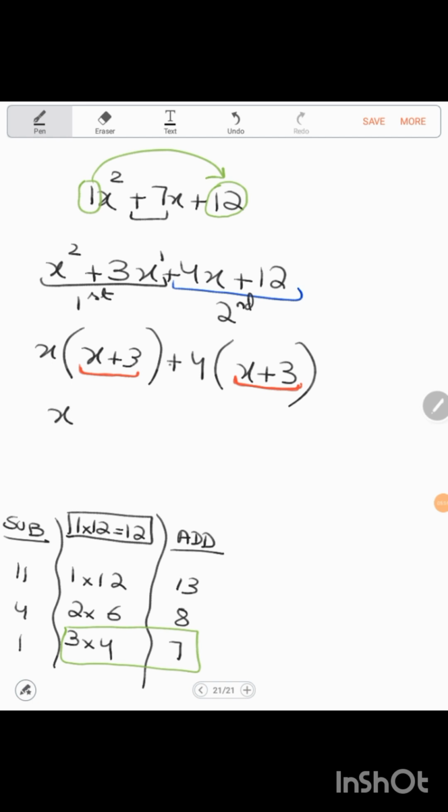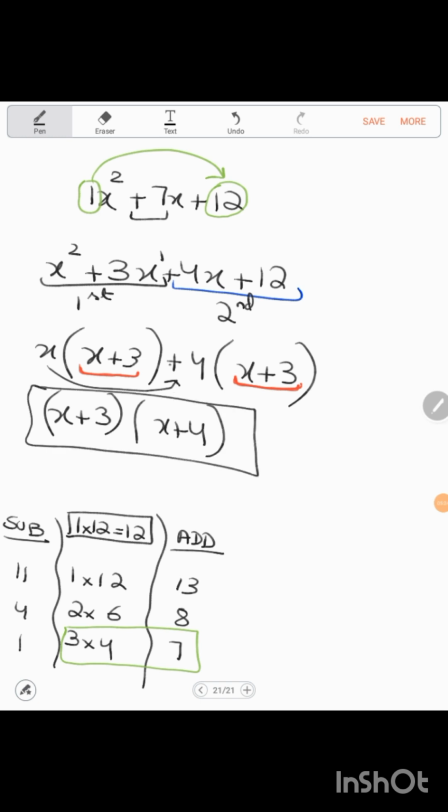So the first factor is going to be x plus 3. We have just taken one bracket. So x plus 3, and what are we left with? x plus 4. So this is the second factor. Once we factorize this expression, we get two factors: x plus 3 and x plus 4.